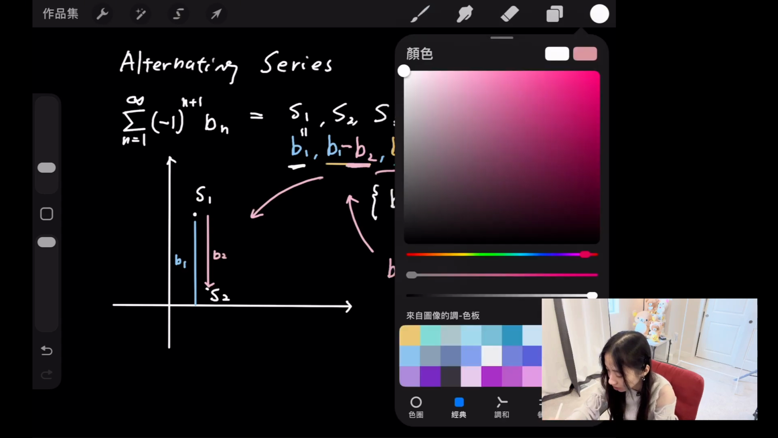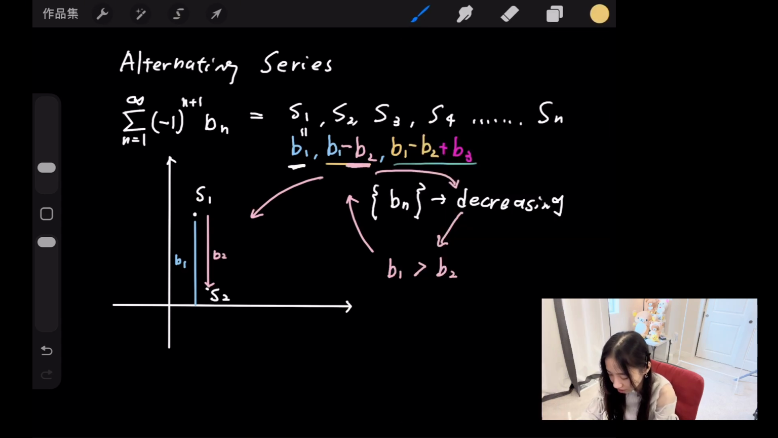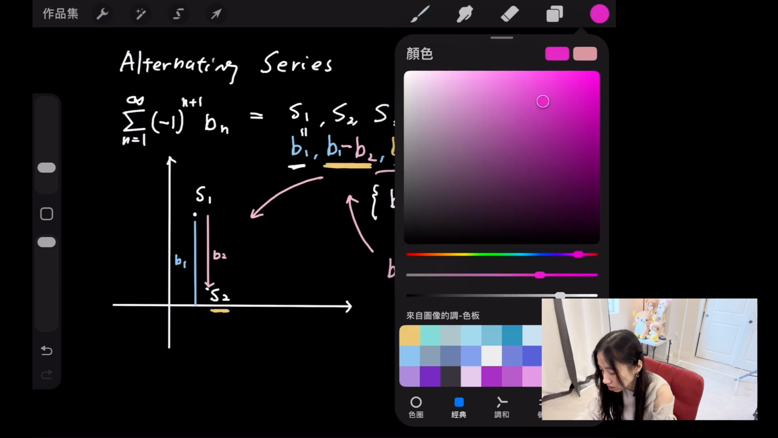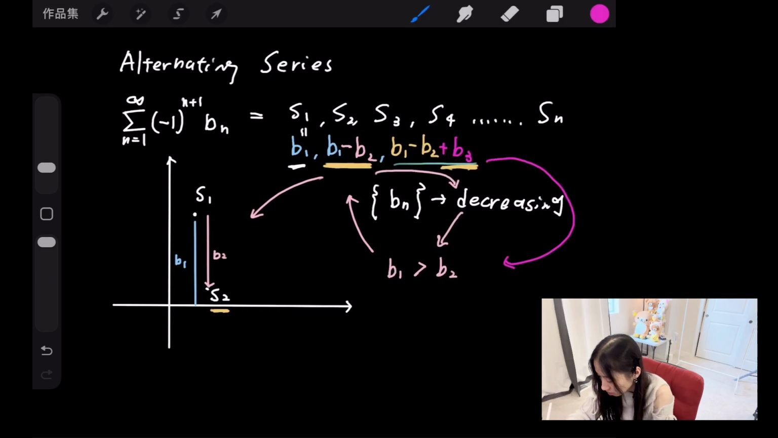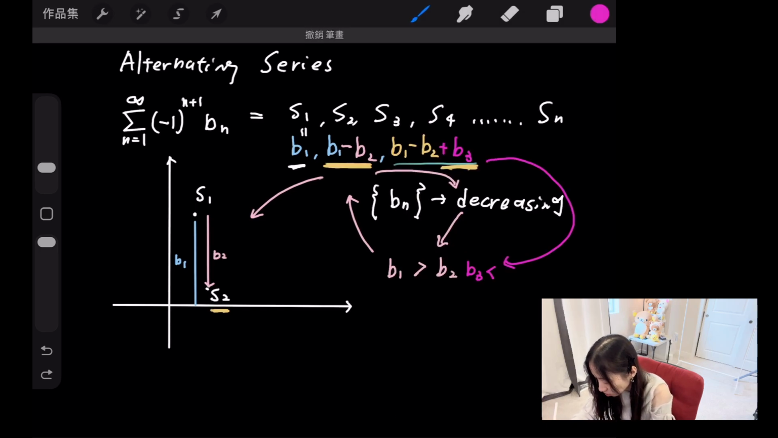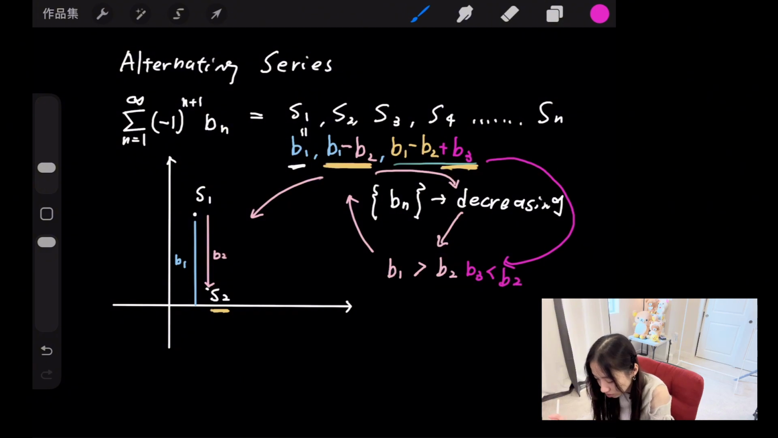Let's do it one more time. So now this one is your S2, right? S2 is your b1 minus b2. And now you want to know S3. S3 needs to add b sub 3, which is less than your b2. So it will go to here, just not exceeding the point here. So it will be here, S3. As you can see, your S2 and then your S4 will be here, and then your S5, and so forth and so on.